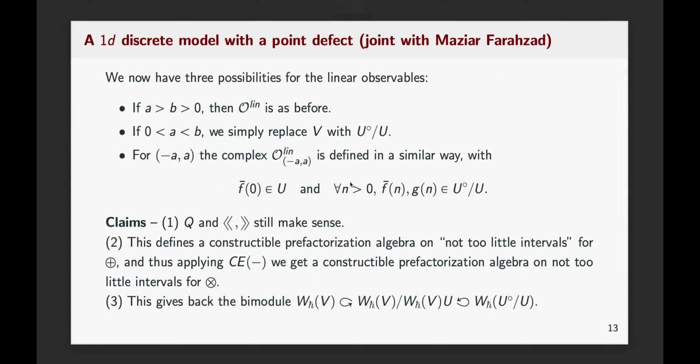with a discrete model where we have a point defect. And the game is the same as before. So for open intervals that do not contain the defect, that's exactly the same definition as we had before. But for the left side, we use V, and for the right side, we use U circle mod U. And for intervals that contain the defect, we have to say something. And so instead of the definition, let me write a picture.